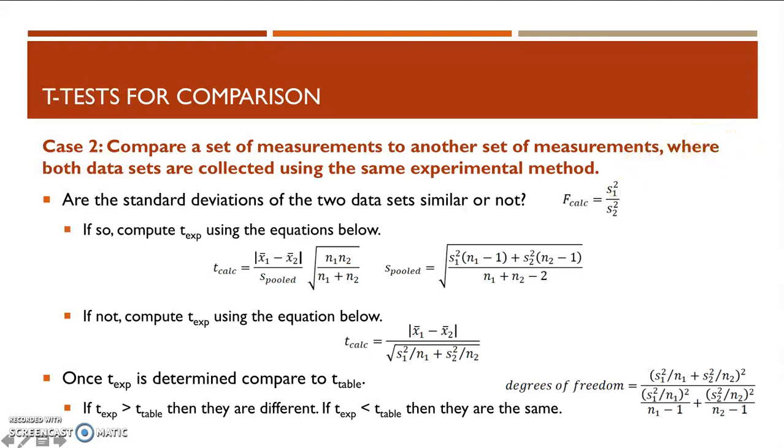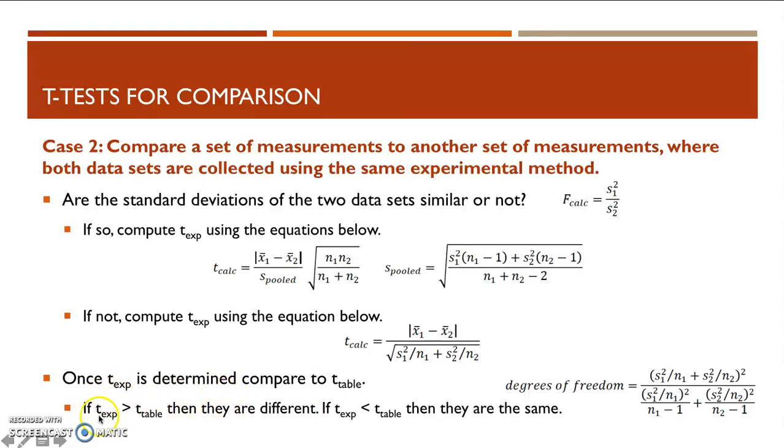Once you calculate a value for F, you compare that to a table value and see if it's true or not. If it is true that the 2 standard deviations are similar, then you use this set of equations to calculate your experimental t-value. If your 2 standard deviations are not similar, then you're going to use this equation to determine if the two are a part of the same distribution. And then you're going to compare your experimental t to a table value, just like we did for the Grubbs test.